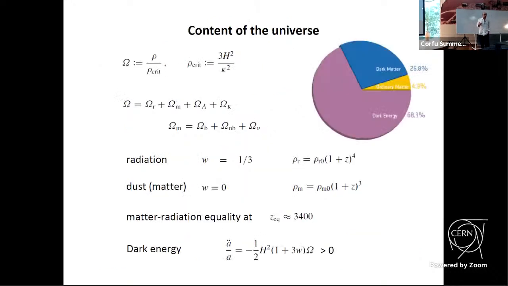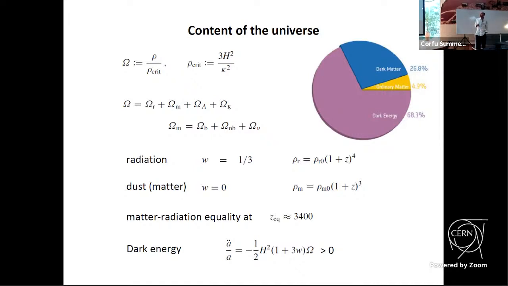Now, what's the content of the universe? Well, we can make a catalog, classifying the content depending on the equation of state. We have radiation because we have photons, we have neutrinos, and that corresponds to a component with w equal to 1/3. And the radiation energy density in this case scales as the 4th power of 1 plus z, where z is the redshift.